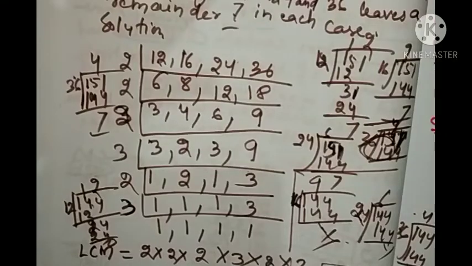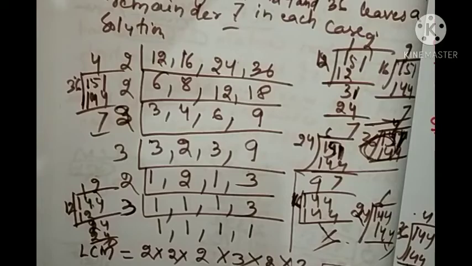Okay. So this is about today's class, and this is about chapter 3, that is Playing with Numbers. So this has been completed. Okay. I hope you have understood. You will do the exercise. Okay. Thank you.